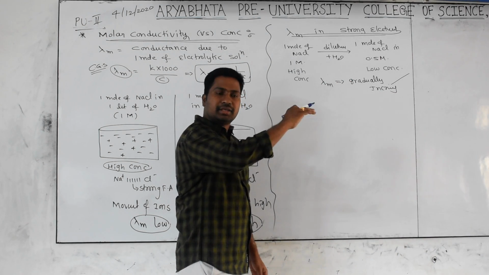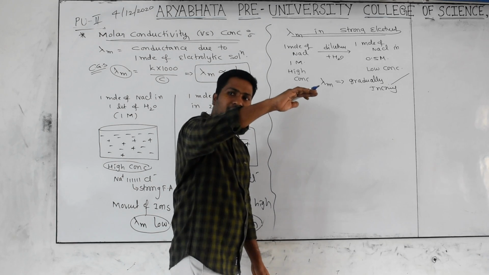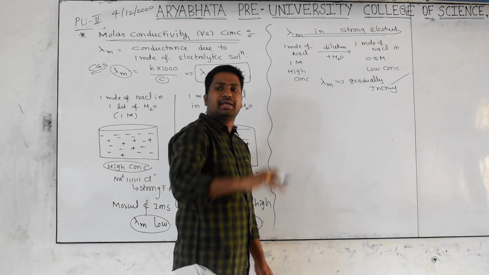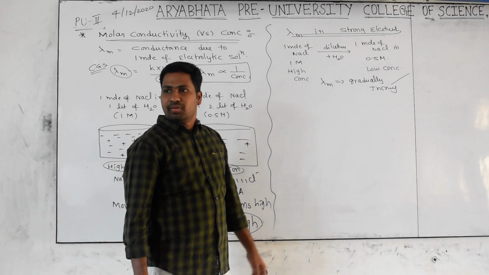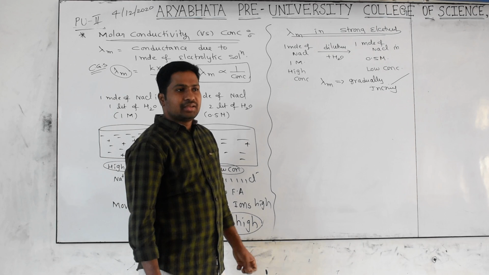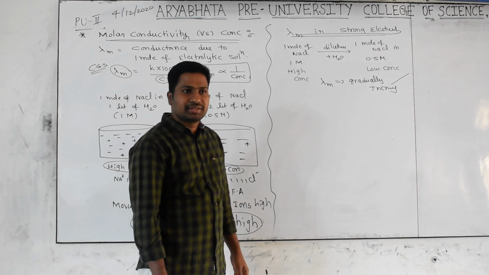As the concentration keeps decreasing, what happens? Molar conductivity keeps on increasing. That change is called a gradual change. Why? Yes, it is definitely increasing, but why is it a gradual change and not a sudden change?